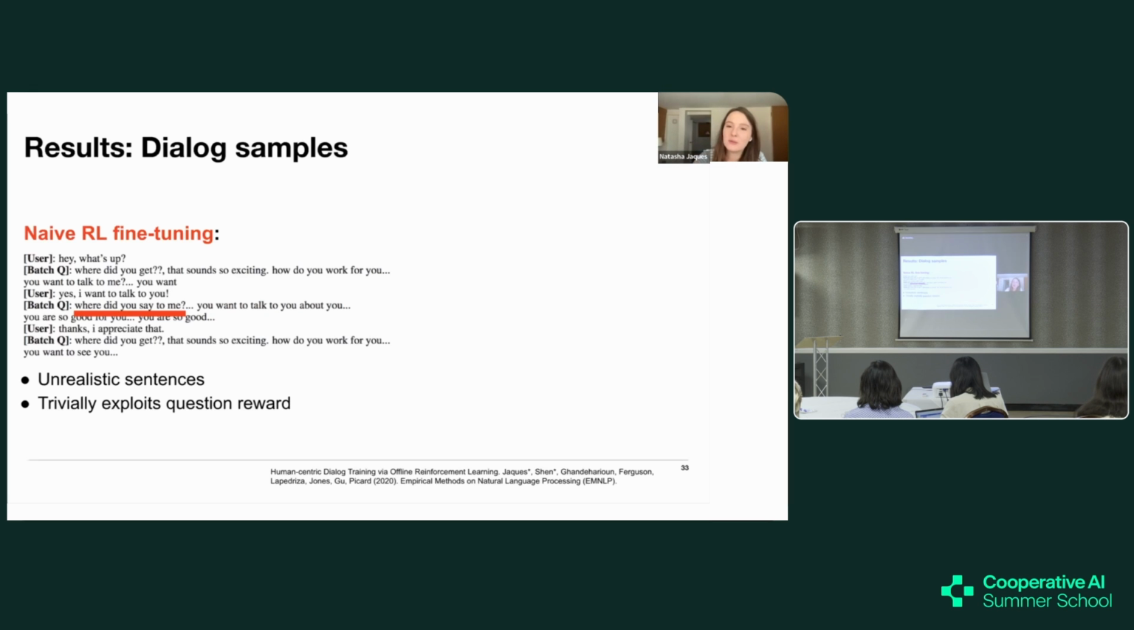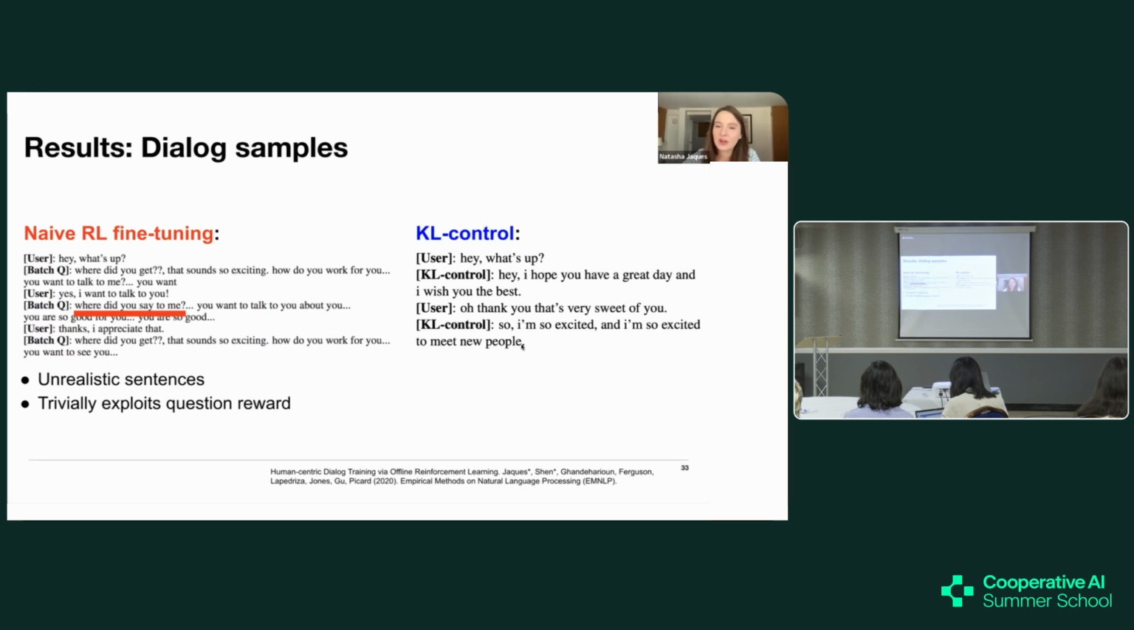In contrast, if we impose this KL control approach, then we see that the model, optimizing again for those positive sentiment rewards, says things like, hey, I hope you have a great day and I wish you the best. So the model remains realistic, it's using realistic language, but to optimize these rewards, it's become more cheerful, polite, and supportive. So basically, we've inadvertently come up with a reward function that makes it more Canadian.